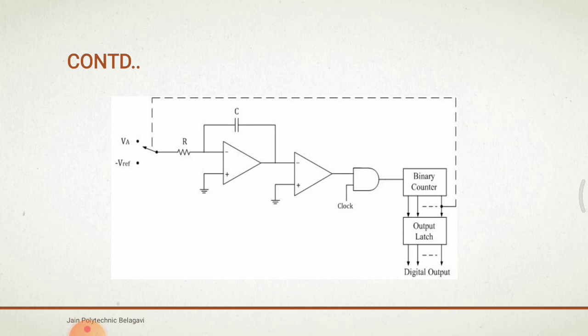At the end of the fixed time period T1, the ramp output of the integrator is given by Vs equal to minus Va divided by Rc into T1. Okay, that is the ramp output you will get.